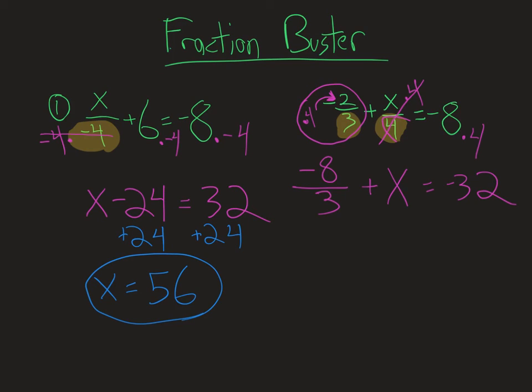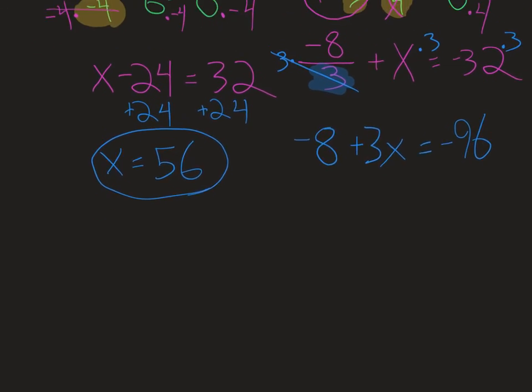And now we just have one more round of fraction busting to get rid of that guy. So now we're going to multiply by 3. Those are going to cancel. Notice the negative 8 does not get multiplied. It just busts the fraction. But the 3 does have to multiply on the other values. So now we have 3x, and then negative 32 times 3, negative 96. Once again, we come back to a 2-step.